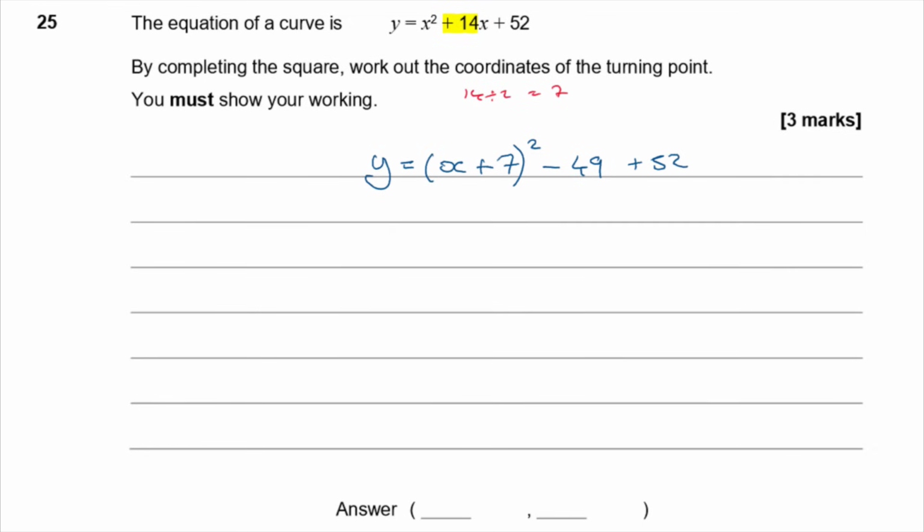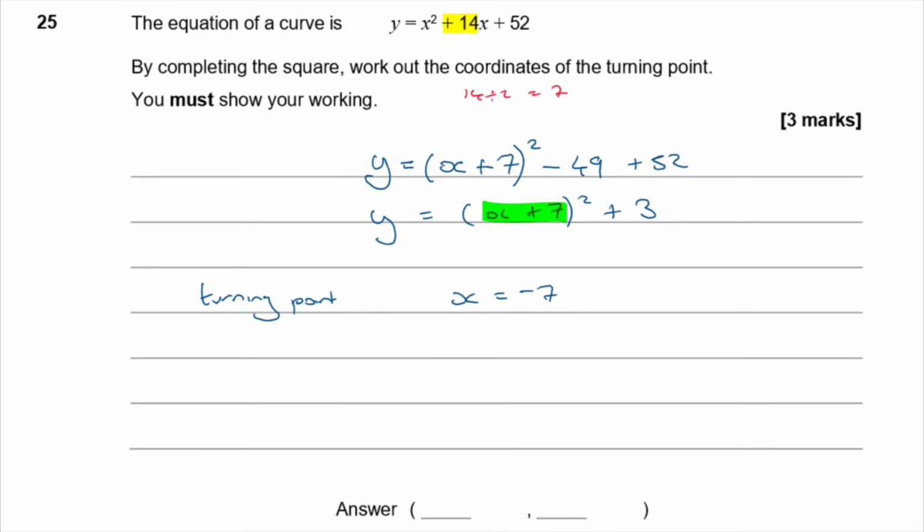Plus I've still got that 52 there left over from earlier that I didn't use. Okay, so then just tidying that up, y is equal to (x plus 7) all squared minus 49 plus 52, which is plus 3. Okay, so when is this equation at its least? It's at its least when this bracket here is 0, so then we've got 0 squared, and that occurs when x equals -7.